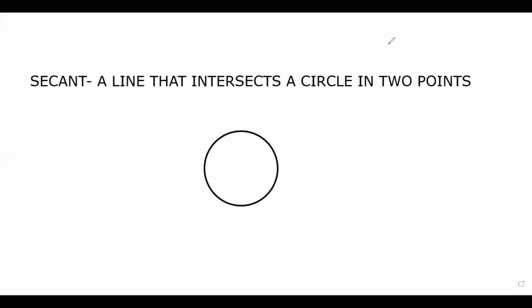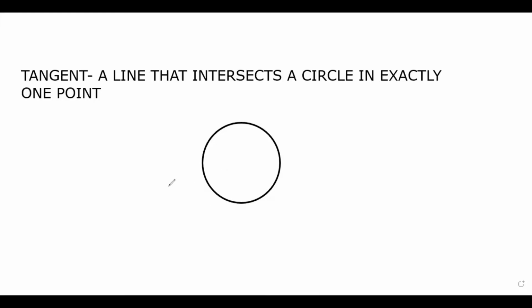So the secant is a line that intersects a circle in 2 points. So let's say we draw a line. So this would be a secant because it intersects the circle here and it intersects the circle here. So this is a secant. So the tangent is a line that intersects a circle in exactly 1 point. So it would touch this circle at 1 point, which would be here. So this is a tangent.